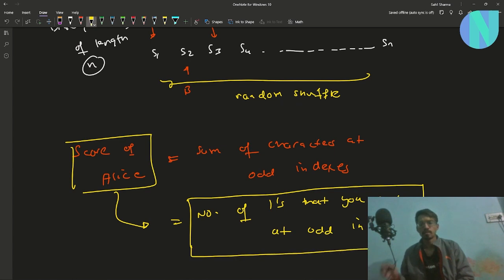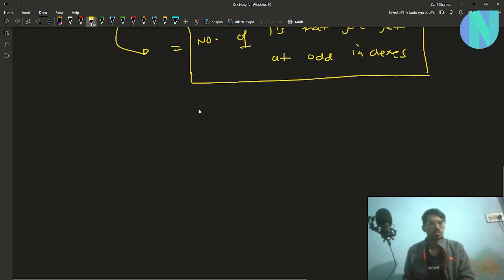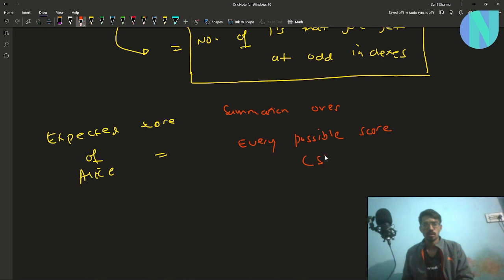Now we have to find the expected score of Alice, right? So we can write the formula for expected value. The expected score of Alice is nothing but the summation over every possible score S, let's say it is S, right? Summation over every possible score S, such that S times the probability of occurring of S.